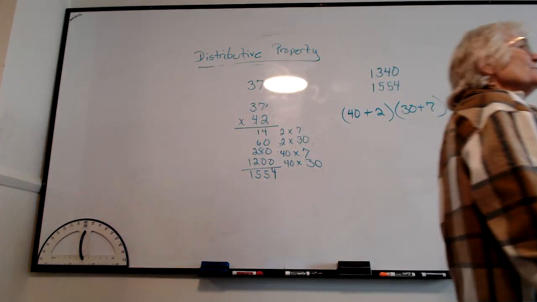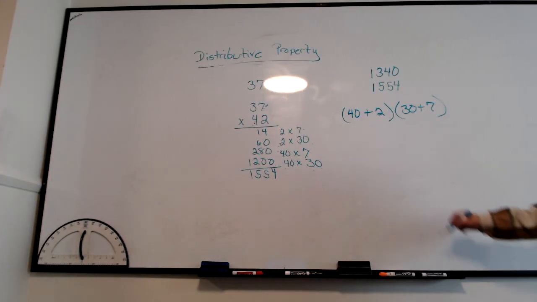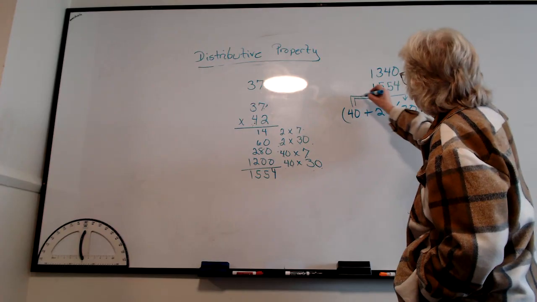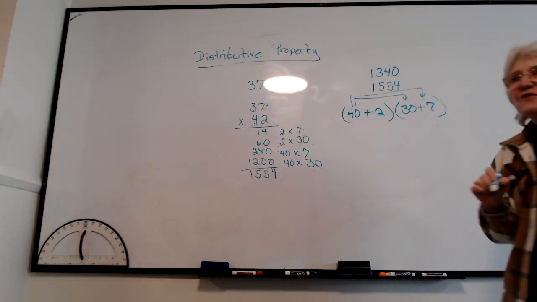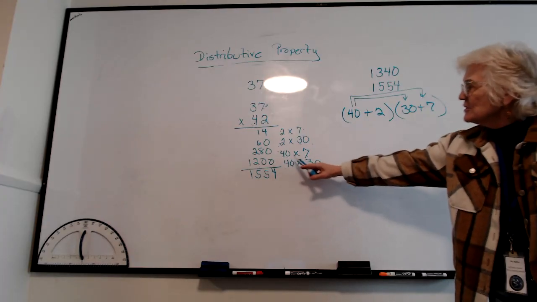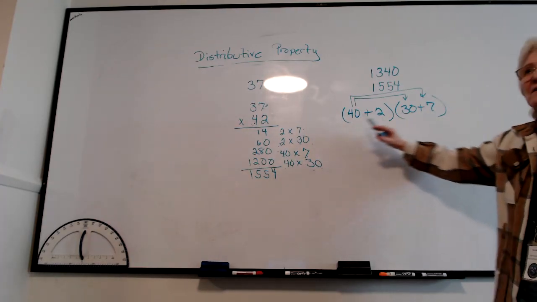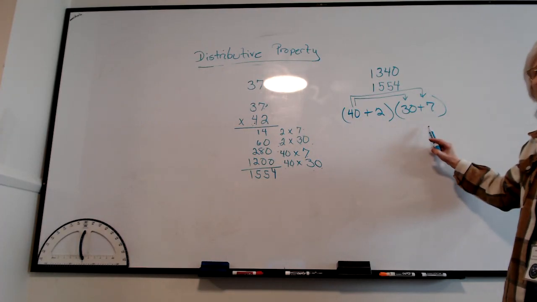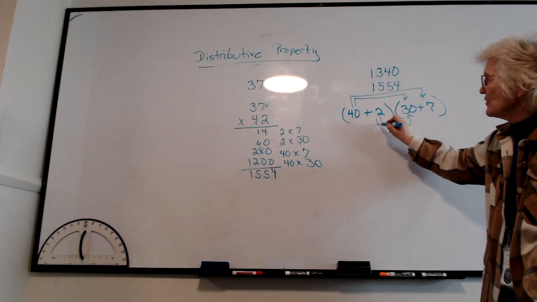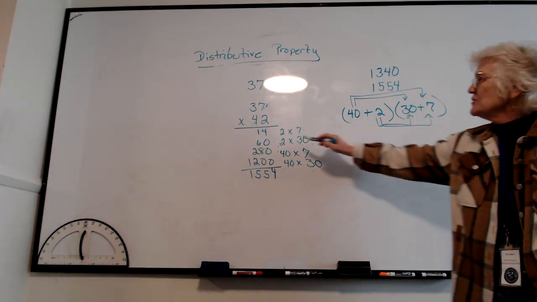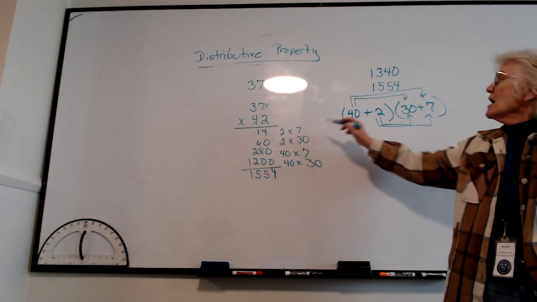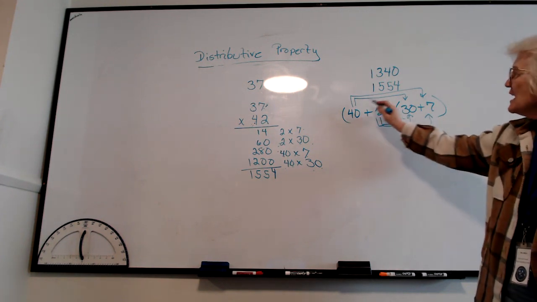The double distribution is this. We have to take the 40 times both of these. I have to multiply it by both things. Right? Isn't that what we did? We took 40 times 30, we took 40 by 7. That's what we did. Okay. Then I have to take the 2 and multiply it by both things. Isn't that what I did? 2 times 30, 2 times 7. Okay. This works. You can actually do this.